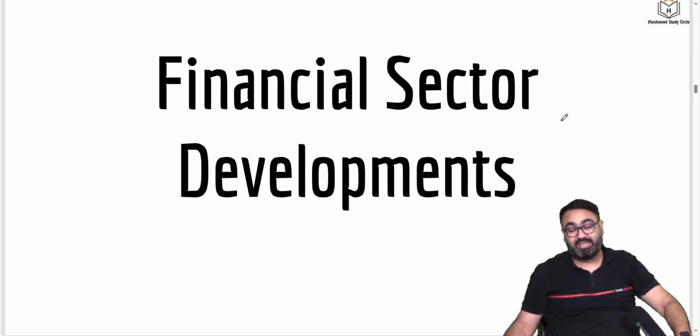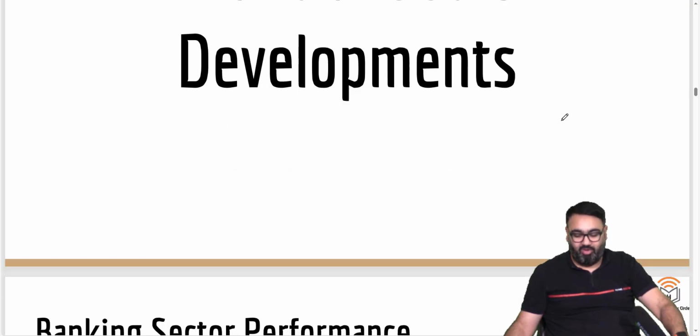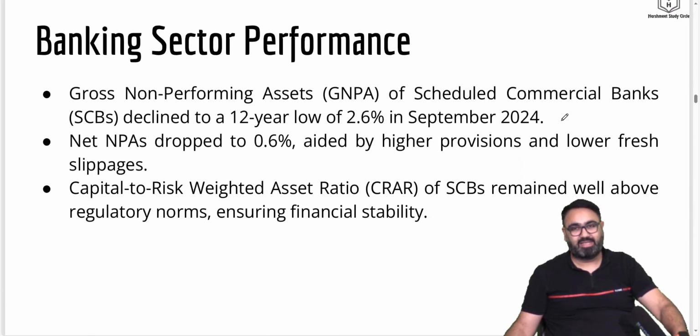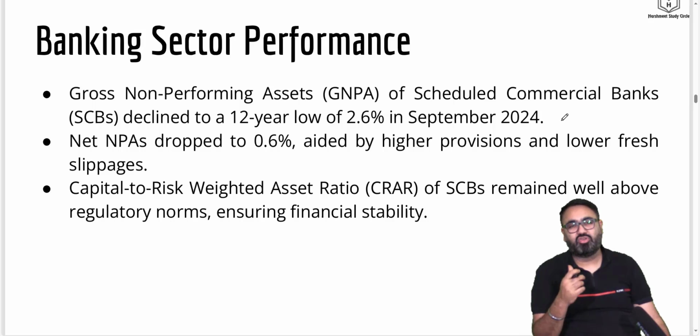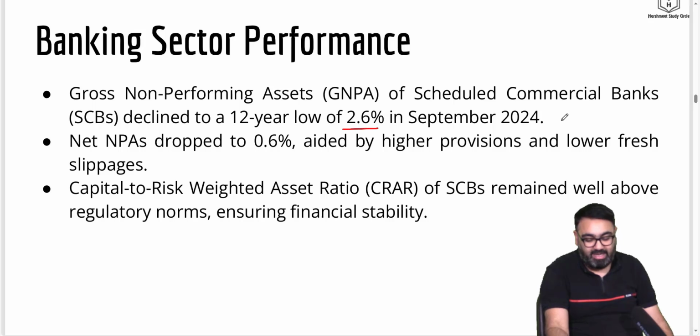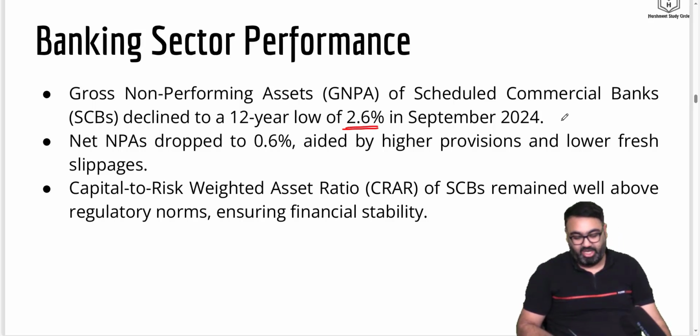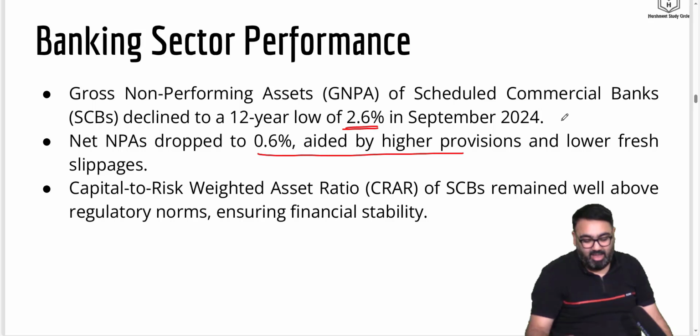Now, the economic survey in the second chapter also talks about the financial sector developments of this financial year. Now, what are those developments? First, about the banking sector. For a long time now, the banking sector has been facing a lot of flak because of increasing NPAs, non-performing assets. The good part here is that gross NPAs have declined. They have in fact reached a 12-year low. They are now at only 2.6% in September 2024, which is a good sign. Net NPA, the money which is not coming back for the banks, declined to 0.6%.